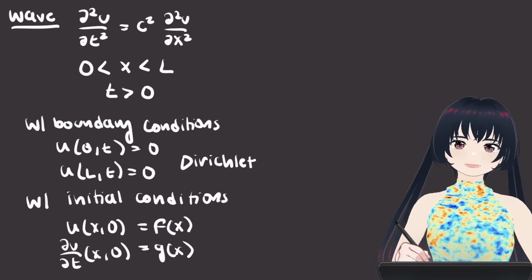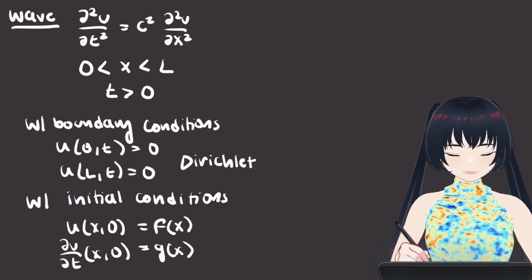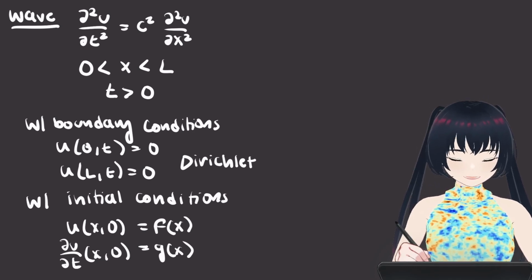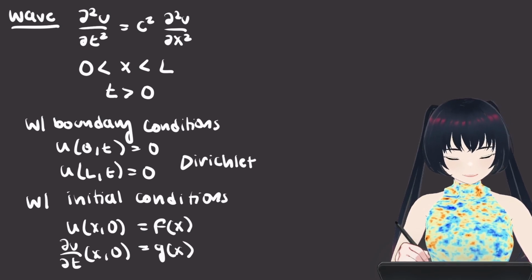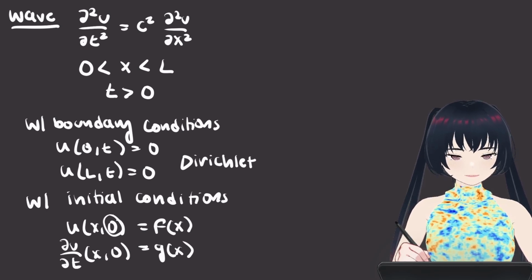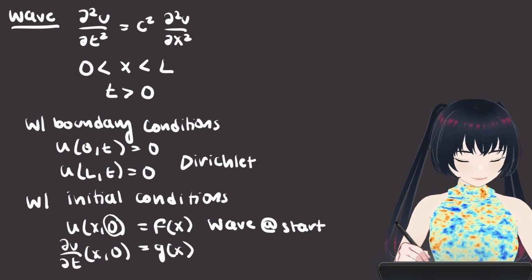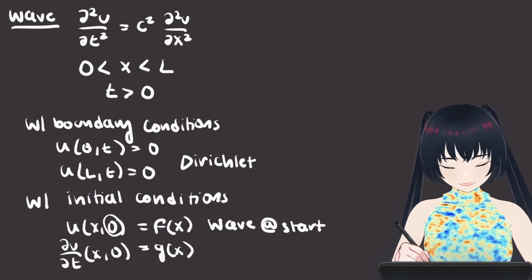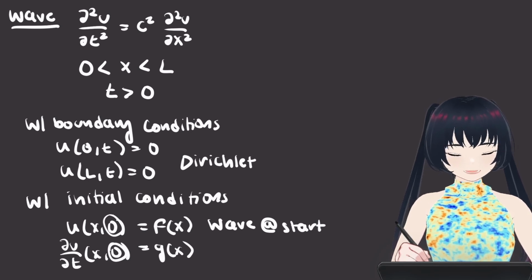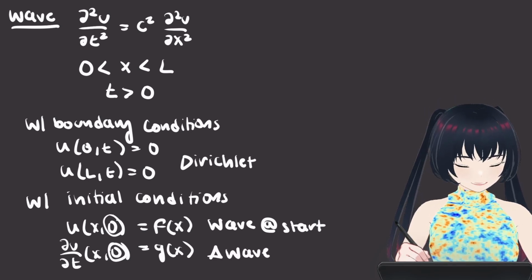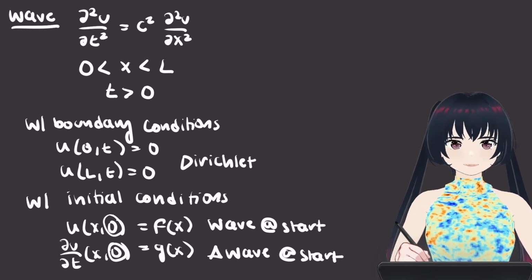We're also given initial conditions. u of x, 0 is equal to f of x, and du dt of x, 0 is equal to g of x. What this means is that at the very start, when time is equal to 0, f of x describes the shape of the wave at the start. Similarly, at time is equal to 0, g of x describes the change in the wave at the start. And this little triangle symbol I drew here was delta, so the change in the wave.